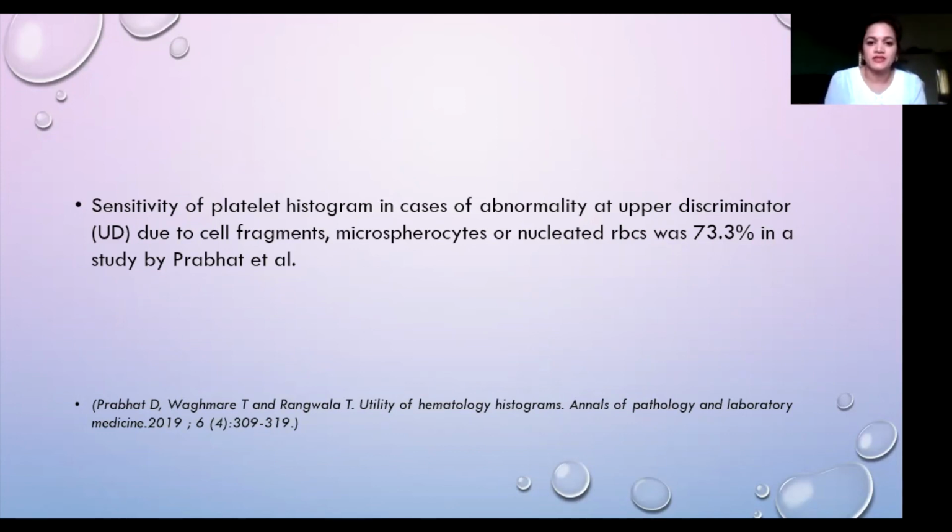And now the sensitivity of the platelet histogram in cases of abnormality of the upper discriminator due to red cell fragments, microspherocytes, that is microcytic hypochromic cells, or nucleated RBCs, was 73.3% in a study by Prabhat et al. So this is in support of our study where we have diagnosed all these causes for this abnormality of the upper discriminator, where we have seen the red cell fragments, smaller RBCs, microcytic hypochromic RBCs, and even the hemolyzed sample which was diagnosed based on this.